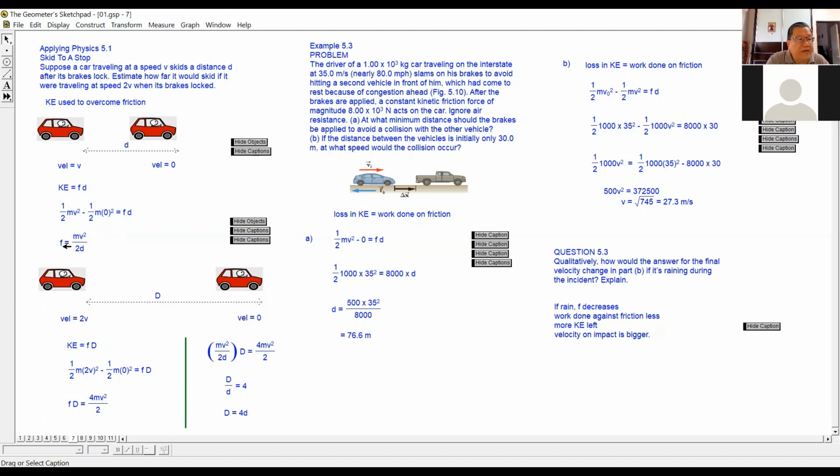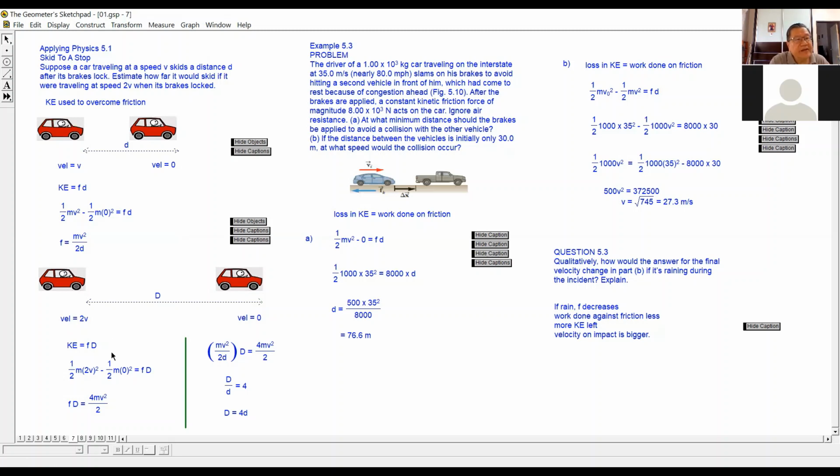Making the frictional force the subject of the formula from this relationship, I know that the frictional force is F equals mv squared over 2d. Just keep this first. Then I look at the second case.